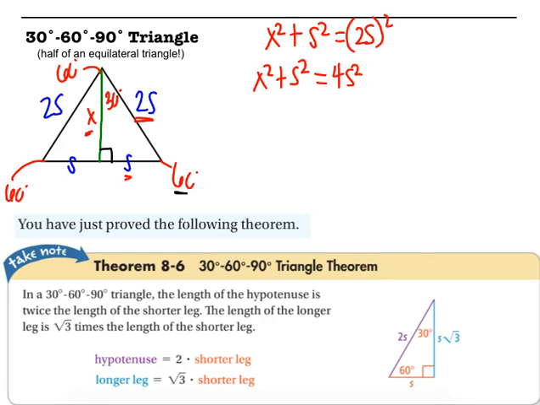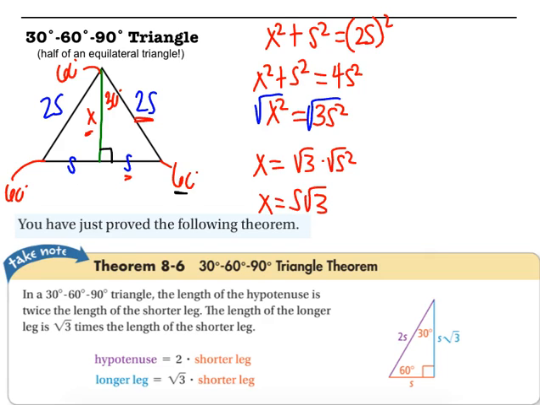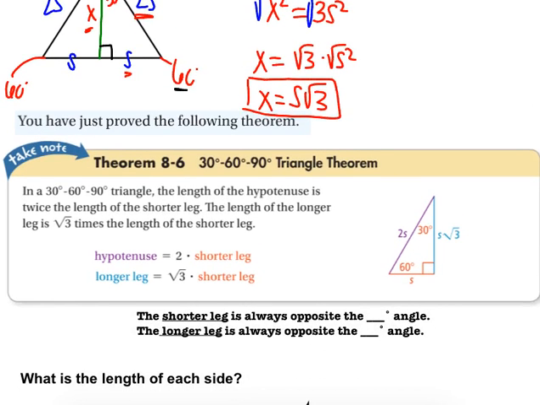Now I want to get x squared by itself, so I'm going to subtract s squared over here to the other side. 4s squared minus s squared is 3s squared. And of course, how do you undo something squared is you take the square root. So we find that x equals the square root of 3 times the square root of s squared. But what's the square root of s squared? Hope you're thinking s, because it is. So s square roots of 3. So, guys, we just again proved the shortcut for a 30, 60, 90 triangle.